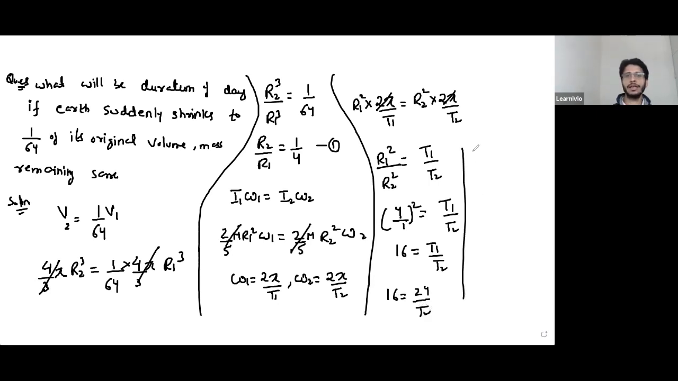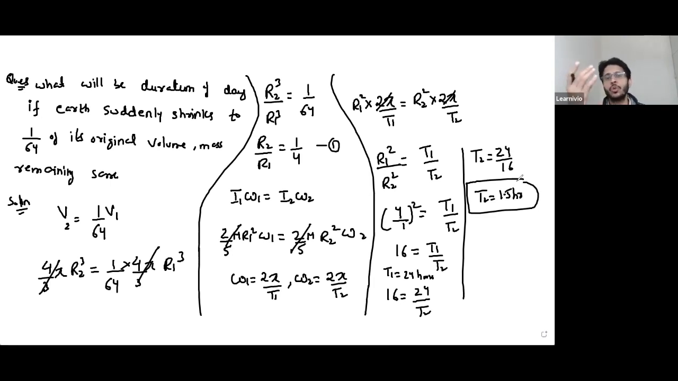So your T2, the time period, will come out to be, T1 is 24 hours. This is the time period of rotation of Earth. It comes out to be 24 by 16, which is 6 by 4, which is 3 by 2, which is 1.5. So if Earth somehow shrinks to 1 by 64 of its original volume, then the duration of the day is 1.5 hours. Is it clear?